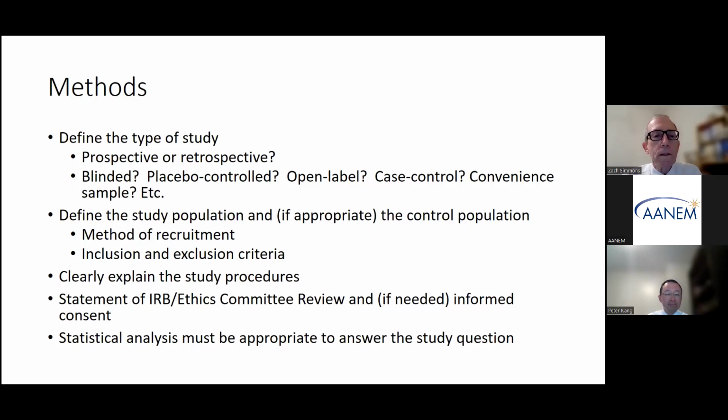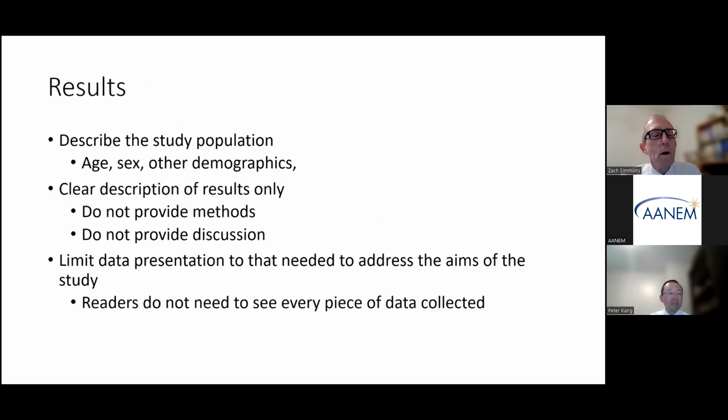And then there needs to be, as Dr. Kang said, a statement of IRB or ethics committee review, and if it's a prospective study, a statement of informed consent. If you don't see those, please ask the author to put those in. A statistical analysis, of course, must be appropriate to the study question. So let's go on to the results.